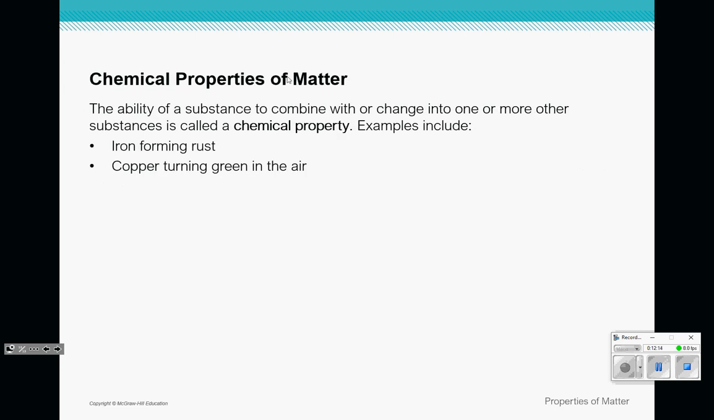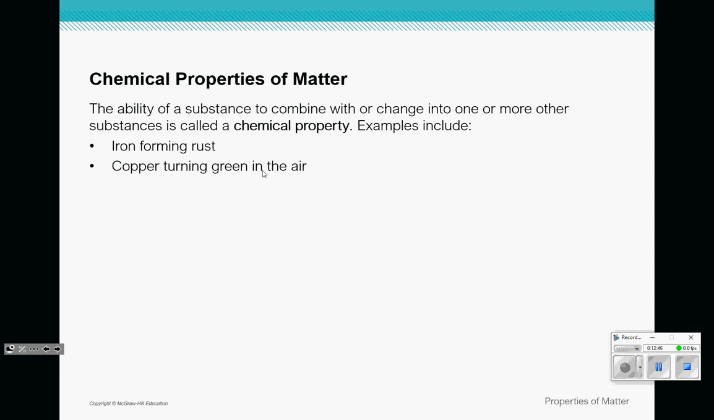Next is chemical properties of matter. That's the ability of a substance to combine with or change into one or more other substances. That is called a chemical property. Get that down. Examples include iron forming rust, copper turning green in the air. So you've seen that before. You've changed the iron into something different by oxidizing it. So because of oxygen, iron rusts.